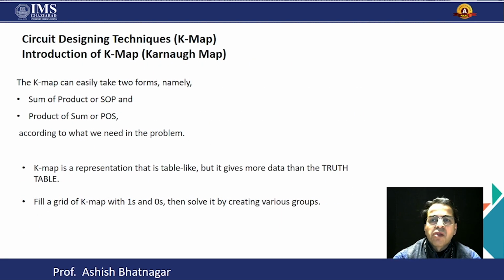Okay, so how do we design the K-map? We can design the K-map in 2 forms. First one is sum of product, second is product of sum. In short, SOP and POS. So K-map is a representation that is table-like, but it gives more data than a truth table. Fill a grid of K-map with 1s and 0s, and it is solved by creating various groups.